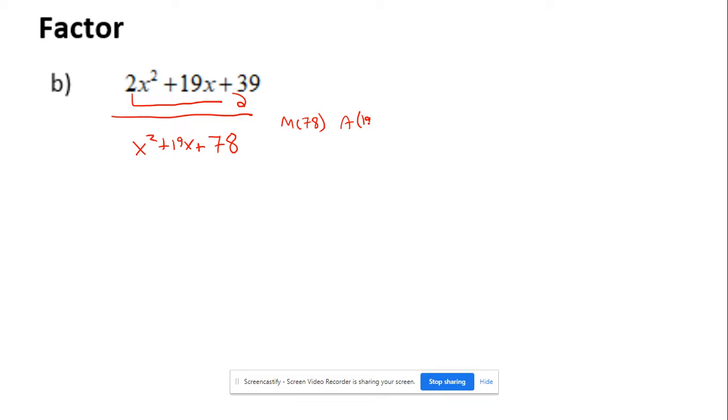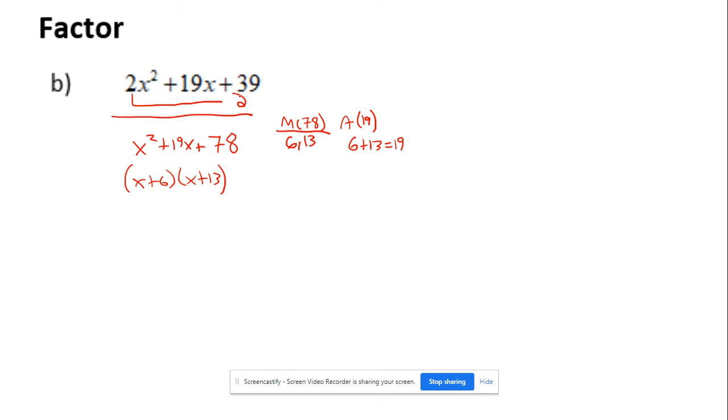And I'll be honest with you, I don't have the numbers that multiply to 78 memorized. I use my calculator to find the right pair, and I recommend that you do that too. 78 divided by 2, divided by 3, divided by 4, by 5. Finally, when I got to 6, I got a pair, 6 and 13, that multiply to be 78 and add to be 19, the middle number. But notice, I can only do that because there's no number in front of x squared because I already did the slide. So I do x plus 6, x plus 13.